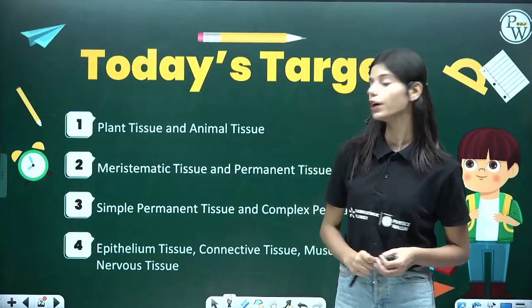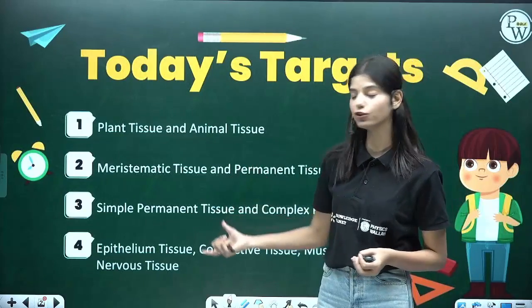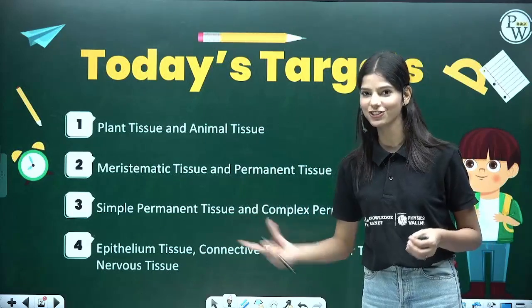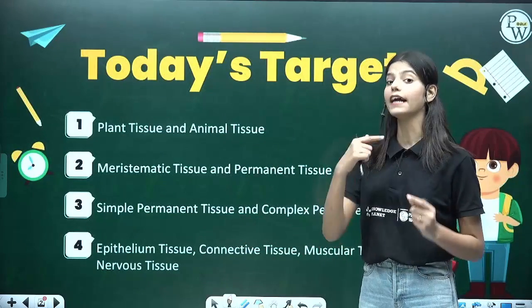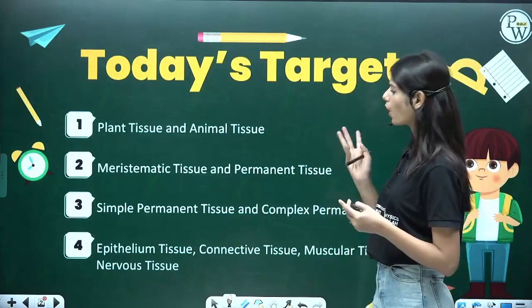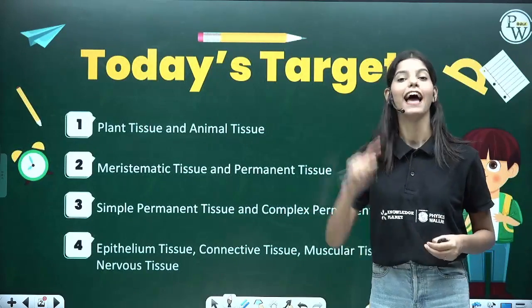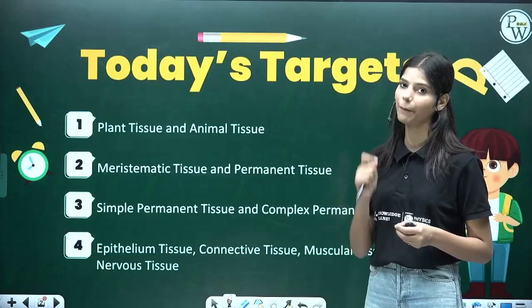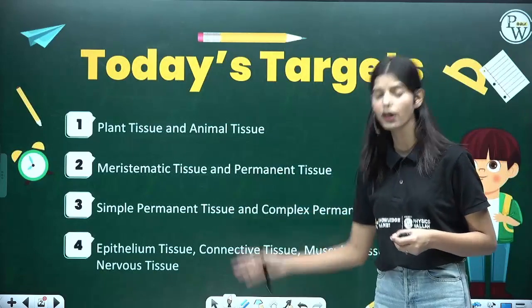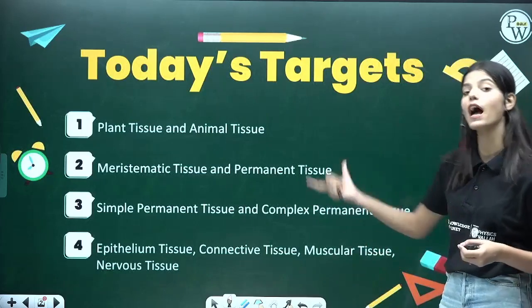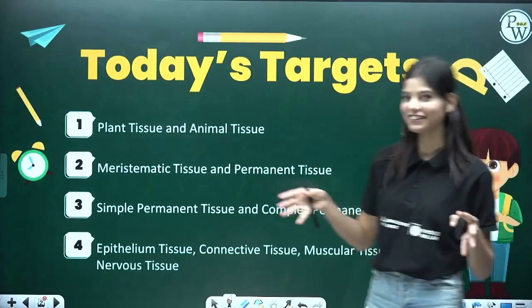And then we are going to talk about the meristematic tissue and the permanent tissues. These are the types of plant tissue. So we are going to talk about that. And then guys, we are going to talk about what are the various types of permanent tissues found in plants. And finally, we will come to the very important topic, that is the animal tissues, which includes the epithelium, connective tissues, muscular tissue and the nervous tissue. So let's get started guys.